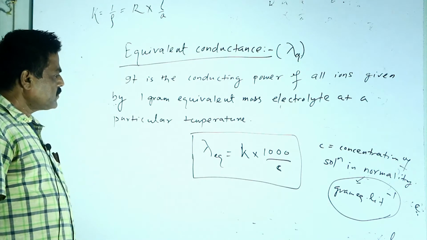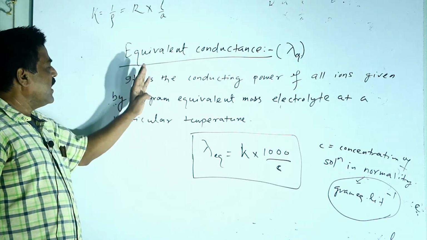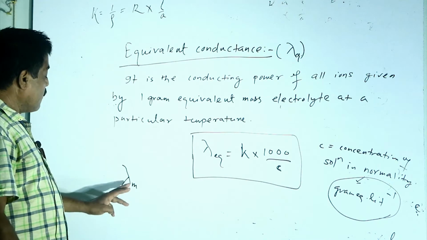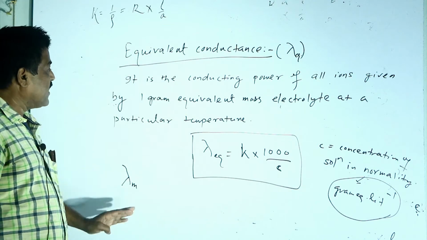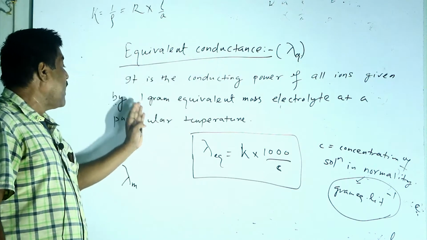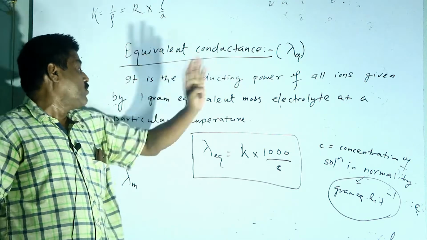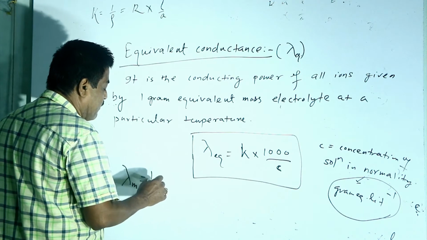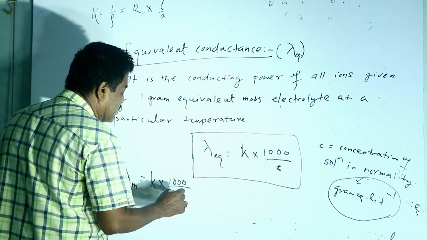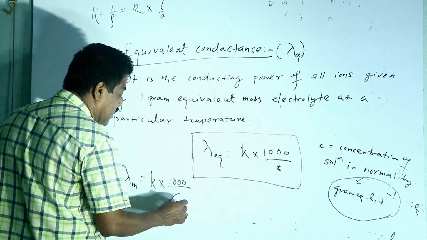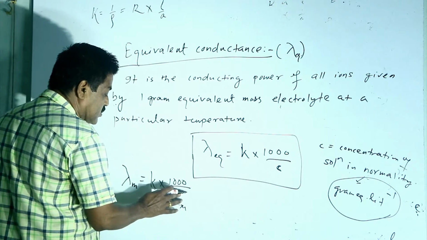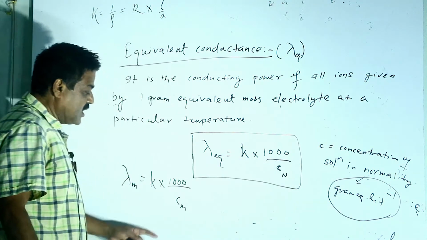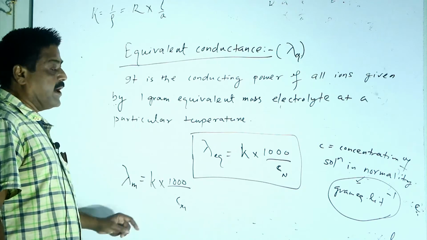Then now you can also give another term, that is molar conductance. What is that molar conductance? It is also expressed in the same way. It is the conducting power of all ions given by 1 gram mole of an electrolyte at a particular temperature. Therefore, the relation can be represented as kappa into 1000 by C, where this concentration you can write as M, concentration in molarity, lambda m. Here concentration in normality, there concentration in molarity.